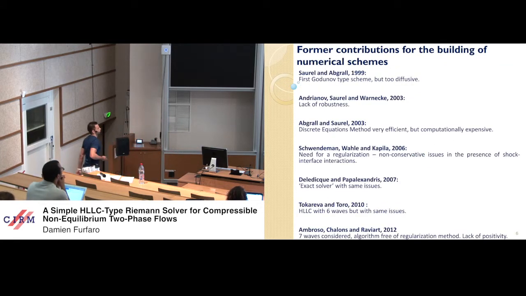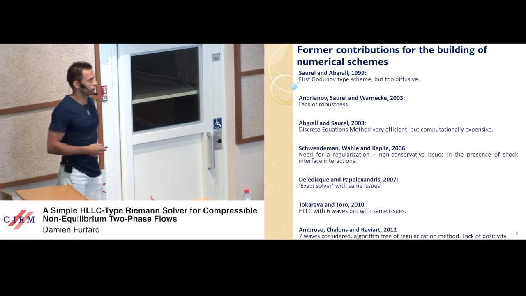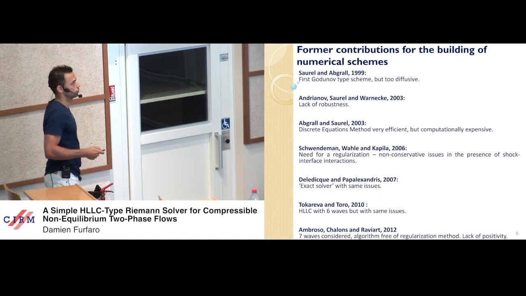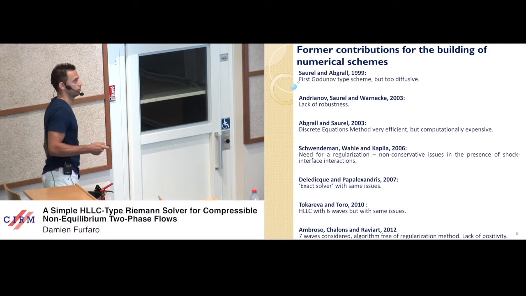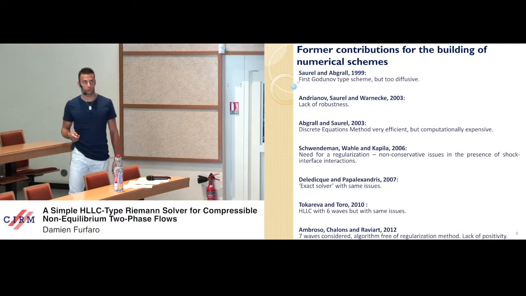Former contributions for the building of numerical schemes. In 1999, Saurel and Abgrall built the first Godunov-type scheme, but it was too diffusive. In 2003, Andrianov, Saurel, and Warnecke continued to work on this approach. Abgrall and Saurel in 2003 made the Discrete Equation Method, which was a very efficient method, but computationally expensive.